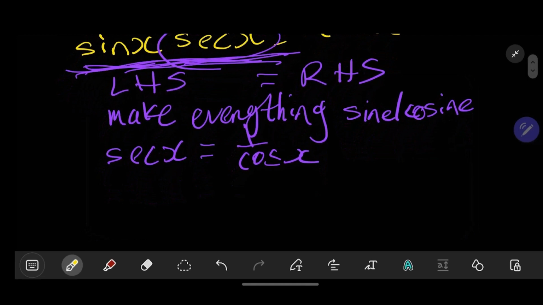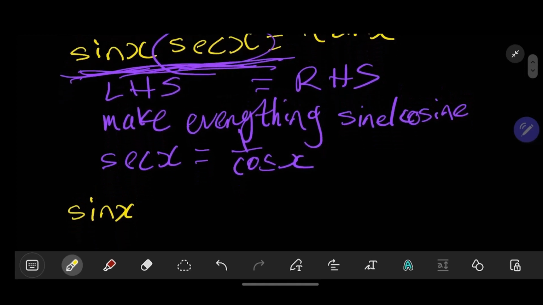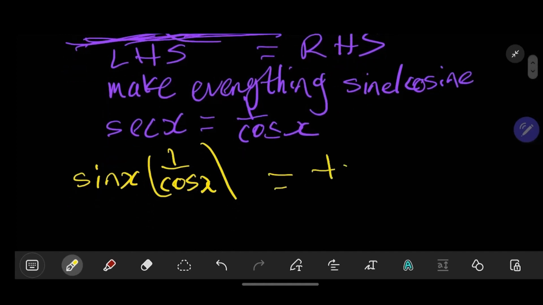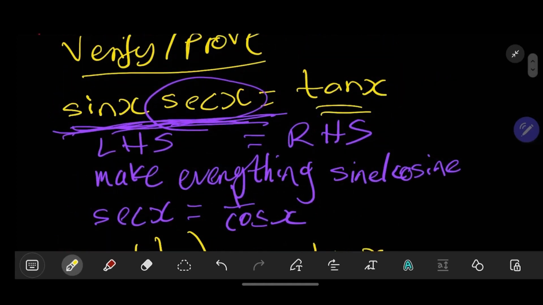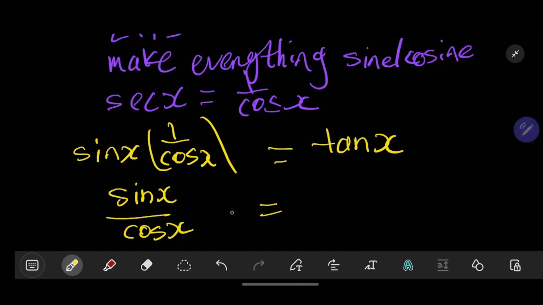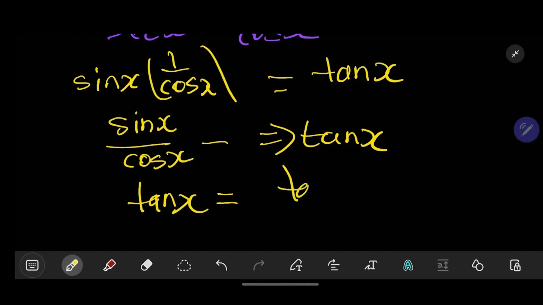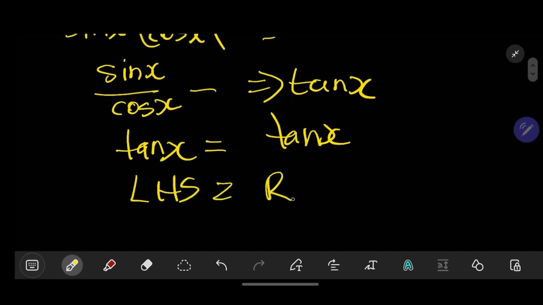By doing so, we then have sine of x. Okay, we said we're going to make sec equal to 1 over cos of x. Okay, and we need to show that that's equal to tan of x, which is what's on our right hand side. So if I multiply this out, I can already see that this is sine of x over cos of x, and we know that sine of x over cos of x is actually tan of x. So we have tan of x is equal to tan of x. Okay, and that is our left hand side is equal to our right hand side.